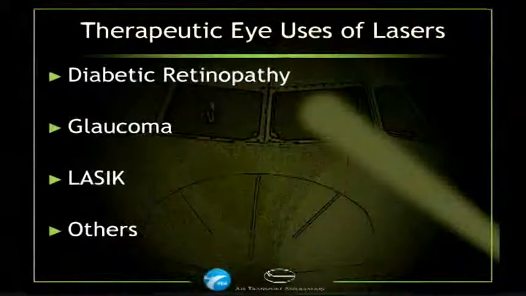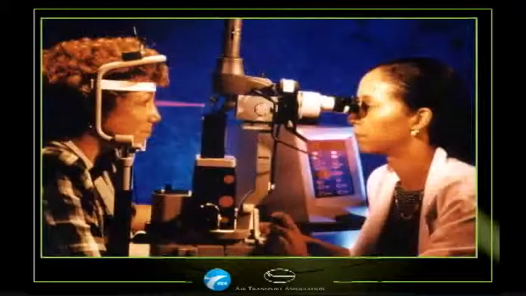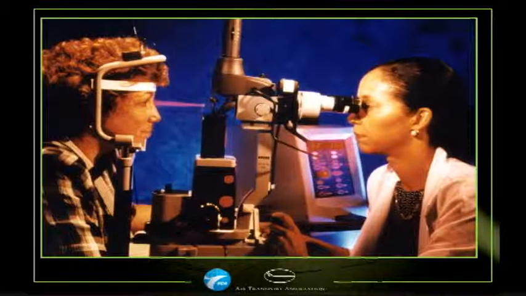There are some very good uses of lasers on the eye to treat diabetic retinopathy, a proliferation of blood vessels that causes blindness, the leading cause of adult blindness in the United States, and glaucoma, another leading cause. We use it for LASIK. The cornea, which focuses the light onto the retina, along with the lens, can be changed in shape to change that focus. And there are other uses of lasers in medicine.